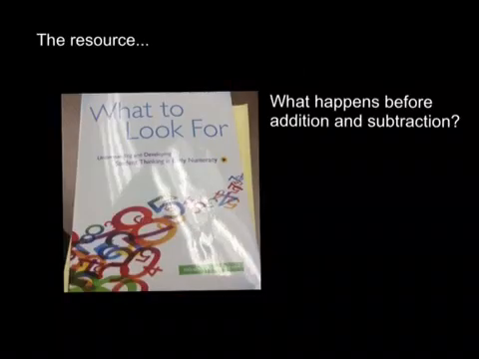This resource has been incredibly helpful. It's called "What to Look For" by Alex Lawson. It's been helpful because in my career I've spent a lot of time just jumping right into addition and subtraction problems. However, I'm realizing the importance of looking at how children determine how many there are.